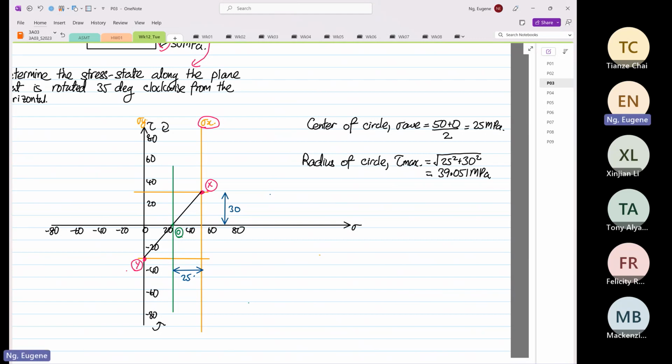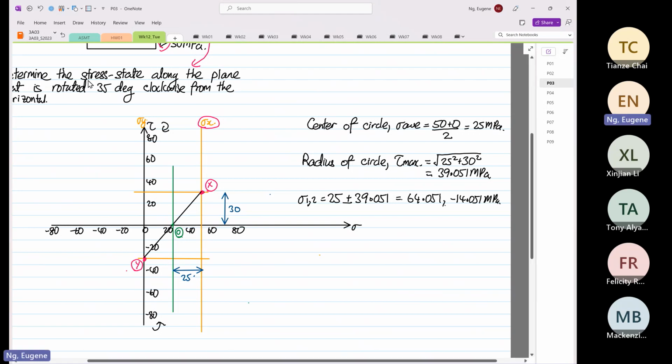So you can see the procedure is pretty standardized, right? So from here, you can calculate your stress 1 and 2, which is your principal stress. So it's 25 plus or minus 39.051. So this is equal to 25 plus 39.051, which is 64.051, and minus 14.051 megapascals.